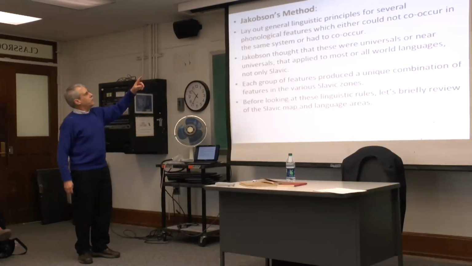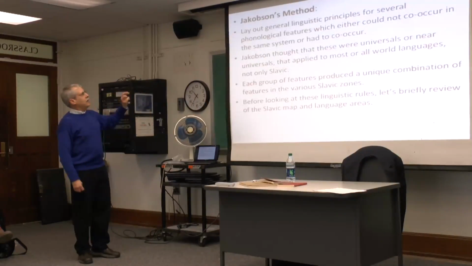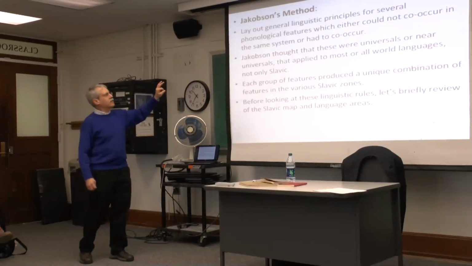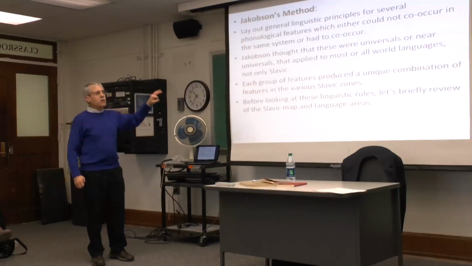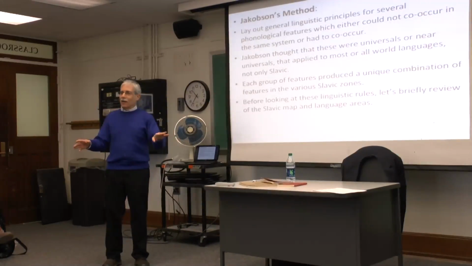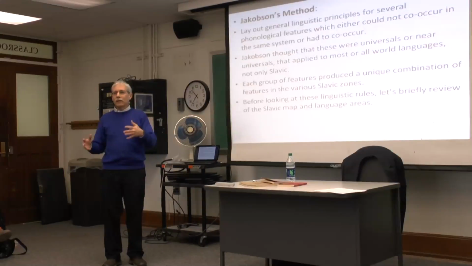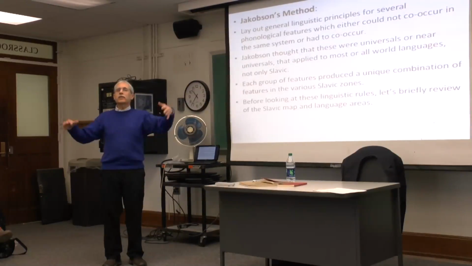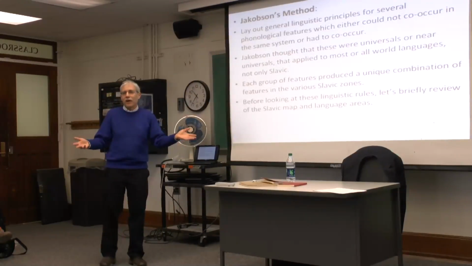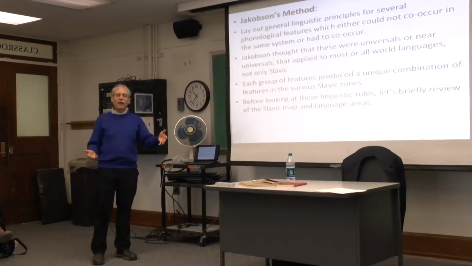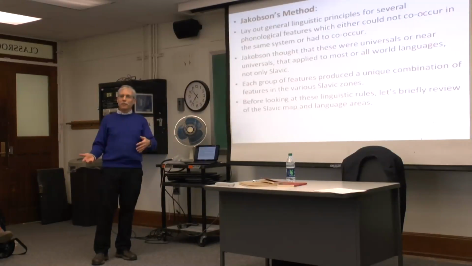Okay, what was Jakobson's method? Well, Jakobson's method was, he first laid out some general linguistic principles, he believed, that no language would do certain things. And there have been many, many arguments about whether it's all languages or some languages, but at the very least, these principles mean all Slavic languages and most languages in general. Let's agree on that. Whether they're totally universal or not has been a subject of debate for many linguists.